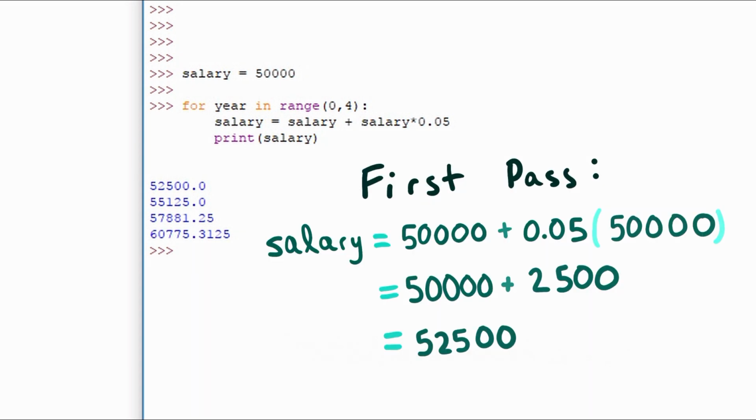Here is how the first pass is calculated. The base salary is initialized above the loop, and we get 50,000 plus the 5% times that salary, which gives us the bonus of 2,500. We add that to the base salary, and then we get $52,500.